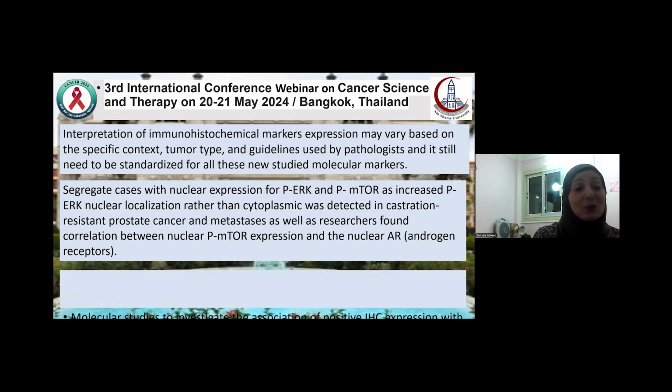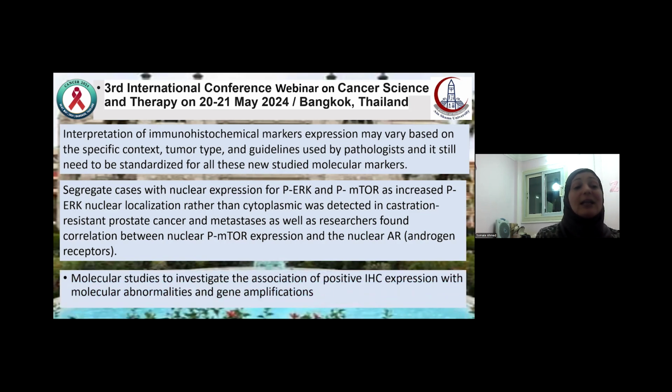The most important issue from my point of view is the molecular study of these immunohistochemical markers. As I told you, we studied these markers at the protein level, but we didn't study the gene level or even the transcribed messenger RNA. Study of these molecular markers by PCR, polymerase chain reaction, or DNA sequencing is definitely needed, because we need to know what the actual mutation is in these molecular markers.